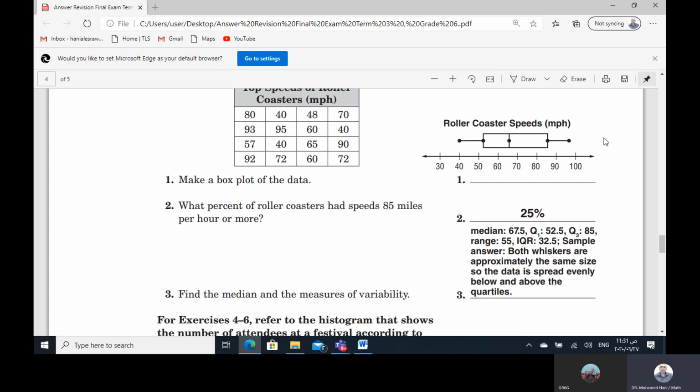What is the upper extreme? Between 90 and 100, about 95. What is the first quartile? Q1 is between 50 and 60, about 55. What is the median? Between 60 and 70, about 65. Now, what is the third quartile? Between 80 and 90. This is the box plot.